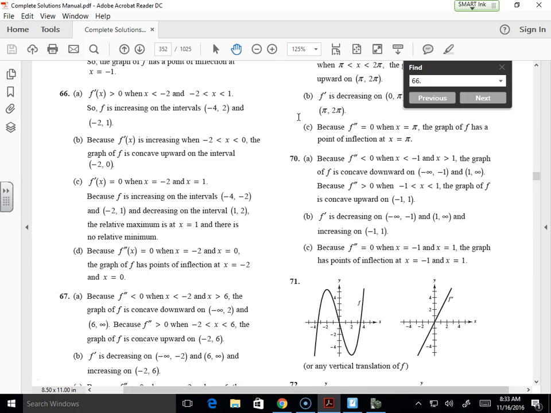F is increasing from -4 to 2 and -2 to 1. For letter B, concave upward on -2 to 0. Letter C, there's your 2 increasing. There's your 1 decreasing. But that was just explanation for why they're saying there's a relative max at 1 and no relative min. And then letter D, F double prime is 0 at, these are your pips. And they say that the sign changes of F double prime at both of those, so they're both actual inflection points as well.